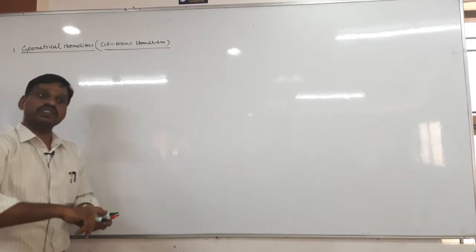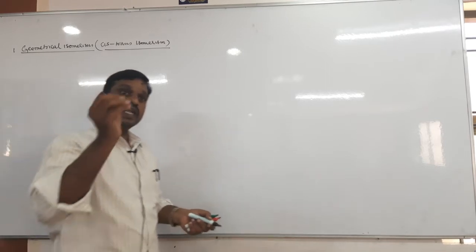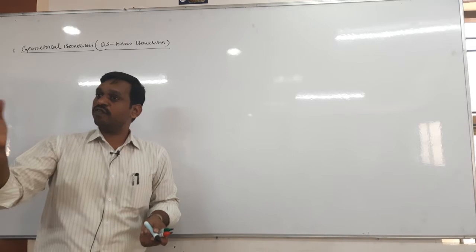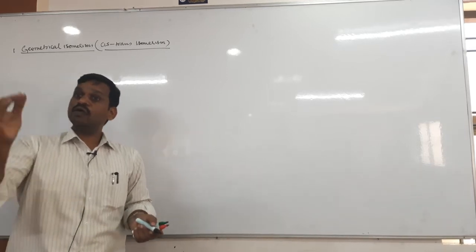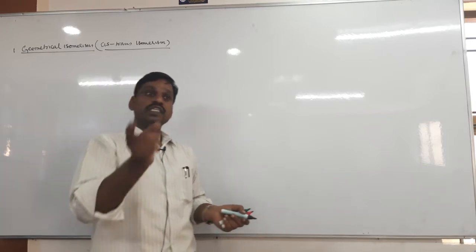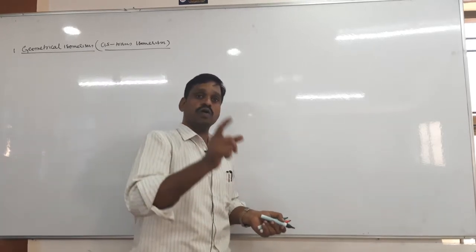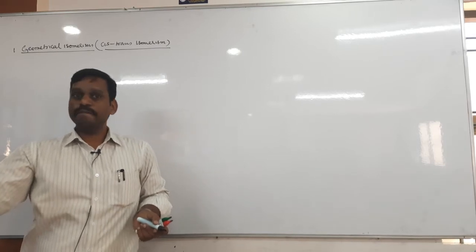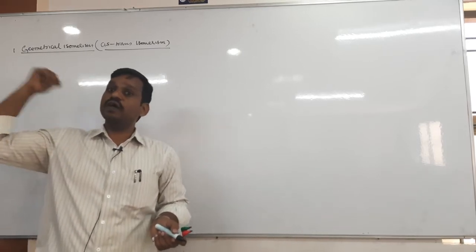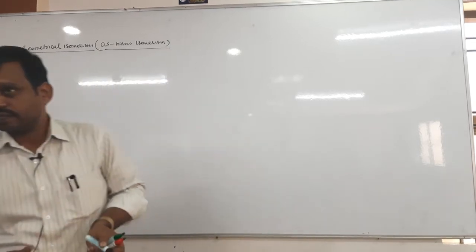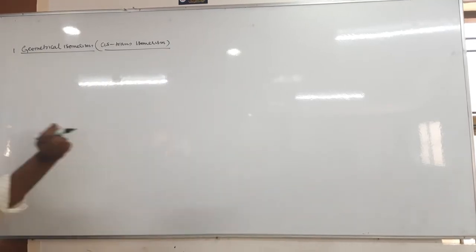Then what is optical isomerism? Optical isomers are also the same; they differ in the spatial arrangement of atoms or groups of atoms around the asymmetric carbon. In optical isomerism, we will study the arrangement around the asymmetric, or chiral, carbon. But here it is around the carbon-carbon double bond.